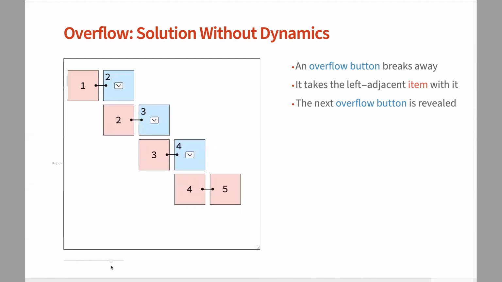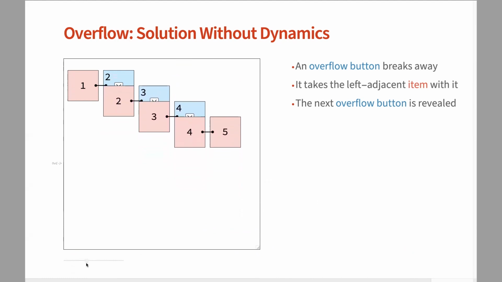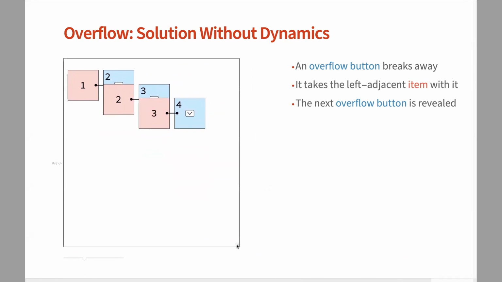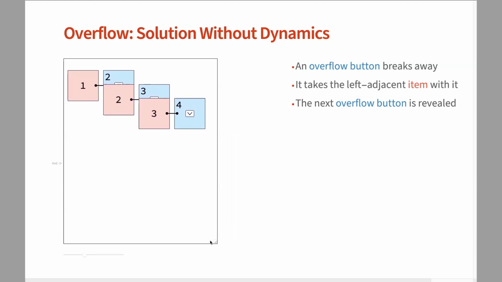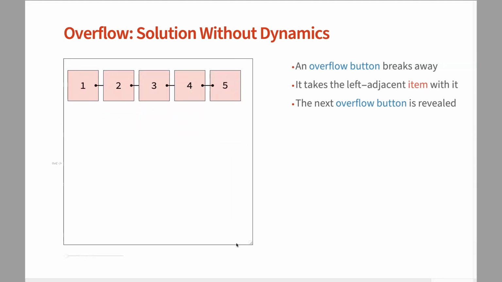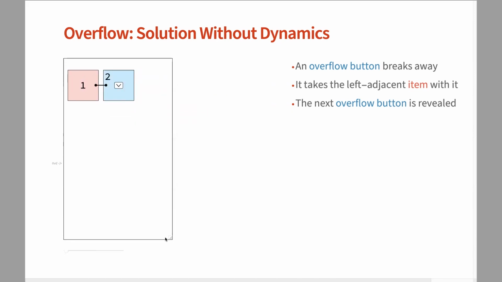And so if I kind of just half hide this and then go through that again. So I'm going to drag this in. 5 is going to line break away and take 4 with it. And then that's going to reveal the first overflow button. And then, so on and so forth. And so if I completely put that back, that's the behavior that we wanted, right?